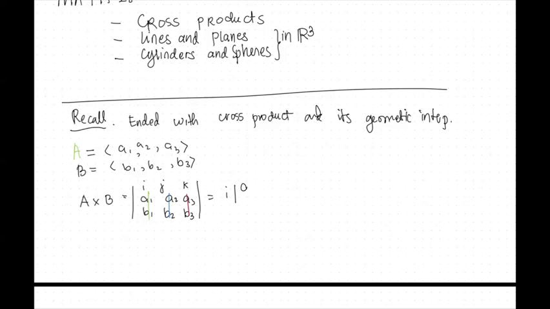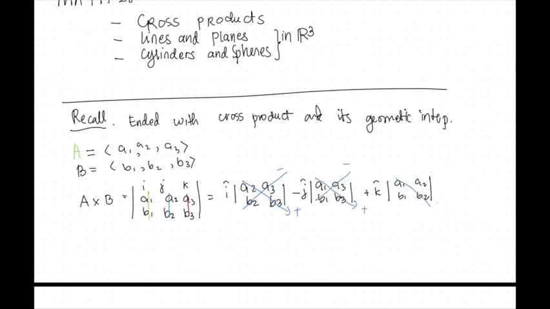So for i, we get A2, A3, B2, B3. Then minus j, we get A1, A3, B1, B3. And plus k, here we sometimes have hat, but of course, A1, A2, B1, B2. And then you just do this one is plus and then minus, and then the same here.